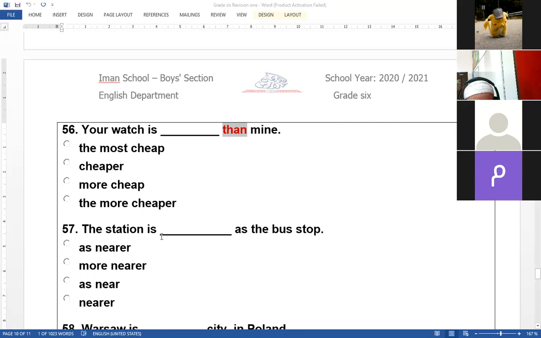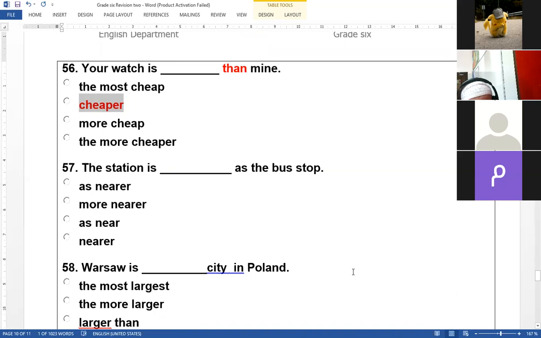Cheaper, more cheap, the more cheaper? Cheap is a short adjective, so we use cheaper, Khalid. Your watch is cheaper than mine. Okay, the next one, Khalid. The station is not as near as the bus stop. You don't have to study this.